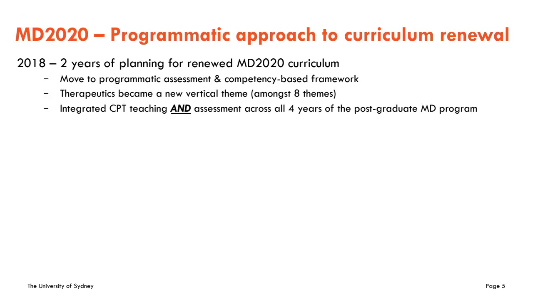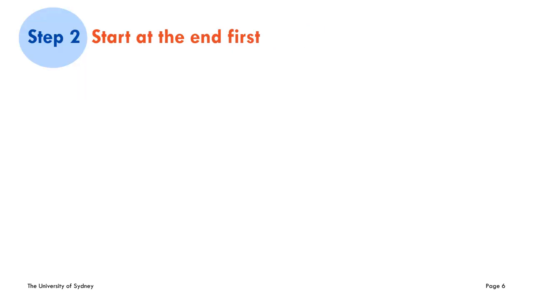So for us, we actually took 2 years to almost get this right in that first iteration. We moved to a competency-based framework to lead our programmatic assessment. Therapeutics became a new theme out of 4 that were already existing, and we got 4 new ones. And that meant that we had to really think about how we are teaching and assessing in every single block across the whole 4 years of this postgraduate program.